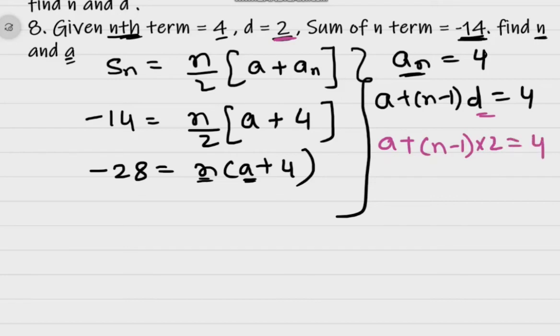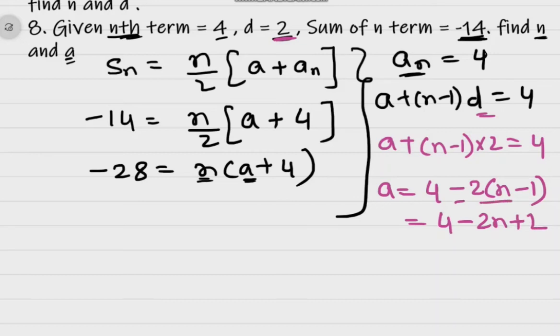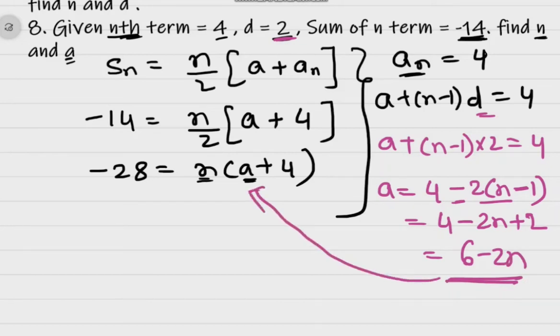Okay. So from here a will be equal to 4 minus 2 into n minus 1. So that will be 4 minus 2n plus 2. Okay. See, minus 2n and minus minus plus 2 ones are 2. So this will be 6 minus 2n. So from here you have to put the value of a here. Okay. Now let's put the value of a this side.